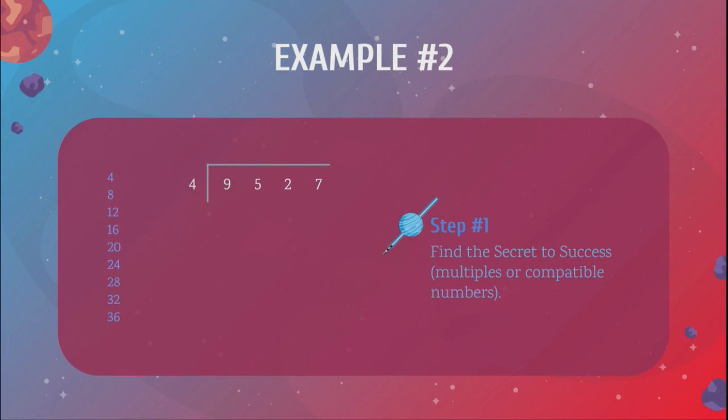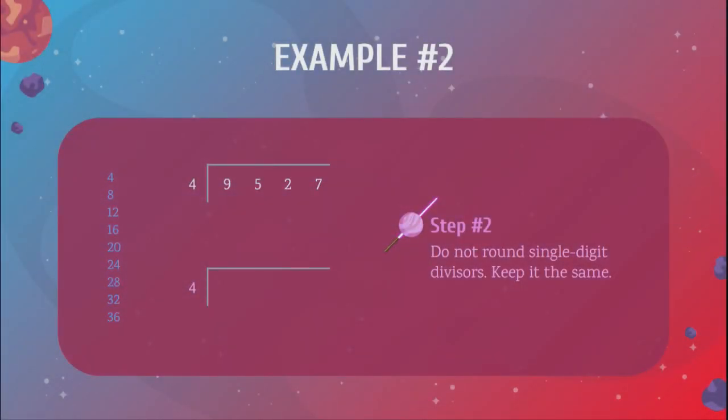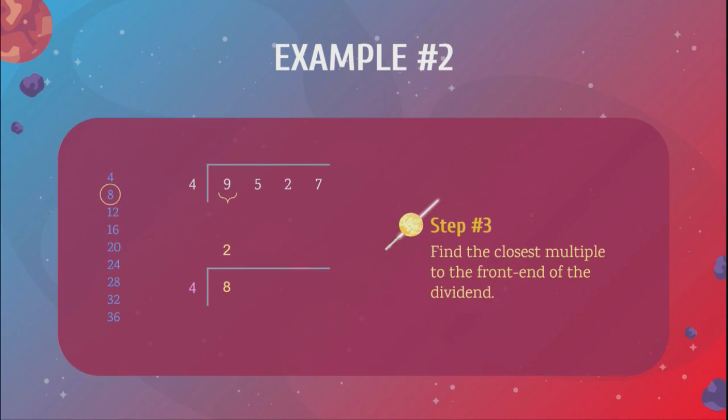Let's do a second example. Let's do it a little quicker. We're going to find the secret to success for our divisor. I've already done that. We're not going to round any part of our number, but especially our divisor. So let's just bring that down. We're going to find the closest multiple to the front end of our dividend. Notice here I didn't underline 9 and 5. I just underlined the 5, because 9 is larger than 4. It is divisible by 4. So I'm going to change 9 to 8 because 8 is the closest multiple.